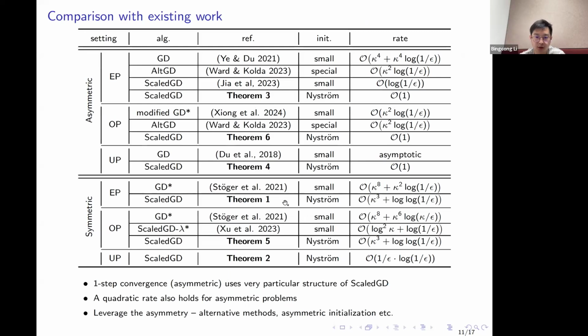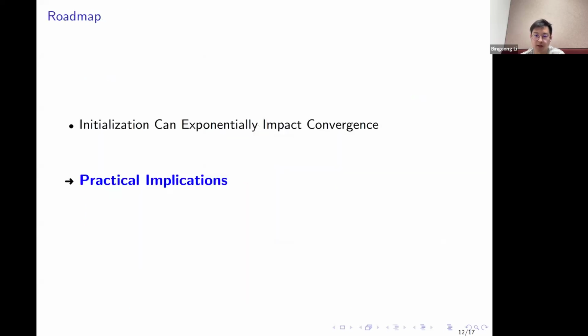To summarize our theoretical results, you can see the bounds in this table. This might be a little bit overwhelming, but the take-home message is that with Nyström initialization, the convergence rate can be significantly improved in both symmetric and asymmetric problems under different parameterizations. In some regimes, the improvement can even be exponential, meaning that I'm converging quadratically instead of linearly. So this is the crucial role of initialization.